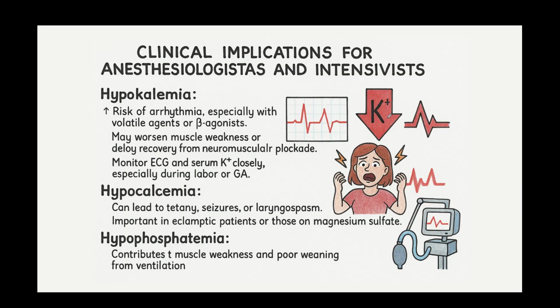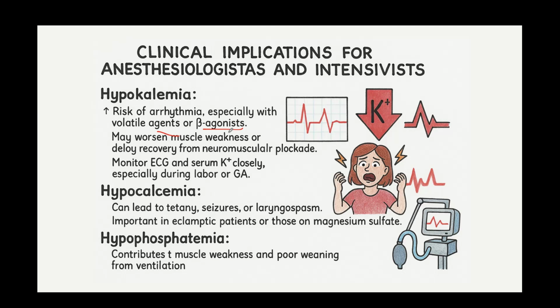So the alkalosis has clinical implications for anesthesia and intensivists. For example, hypokalemia increases the risk of arrhythmia, especially with volatile agents or beta agonists. It may also worsen neuromuscular block or delay recovery. So it's advised to monitor ECG and serum potassium closely, especially during labor or general anesthesia. Hypocalcemia can lead to tetany, seizures, and laryngospasm.